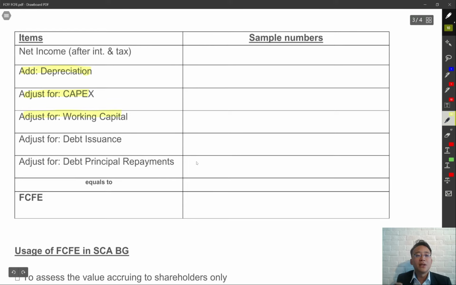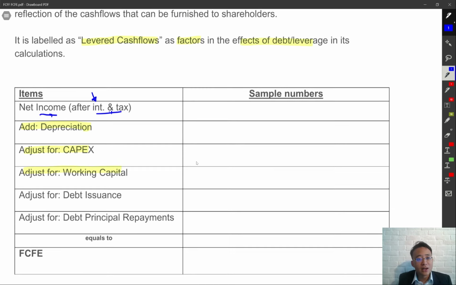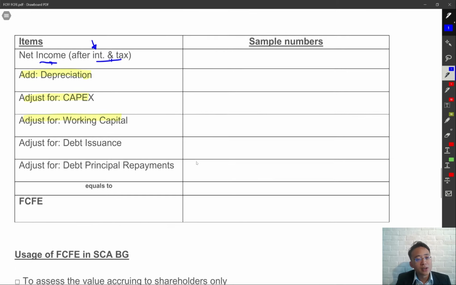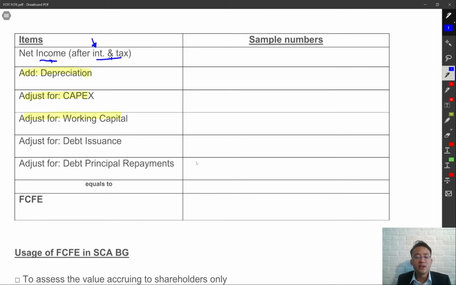These are similar line items that we saw in FCFF, but the others are different. First, we do not start with EBIT times (1 minus T). We start with net income after interest and tax. We start with the income figure that has already factored in interest and tax. Notice, debt will feature heavily here. Because this is called a levered cash flow, we do factor in the effects of debt. So we start off noticing interest is within already.